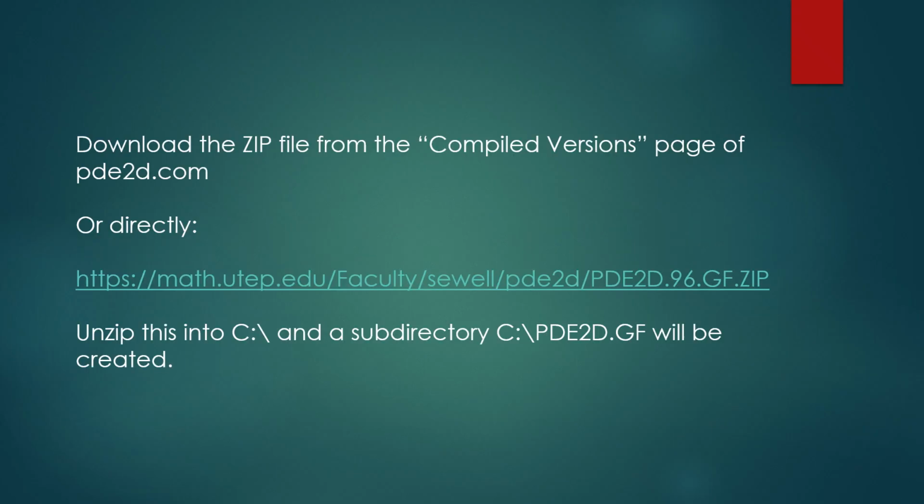To use this version, download the zip file from the compiled versions page of PDE2D.com, or you can download it directly from the URL given here. Unzip this into the top level of your hard drive, and a subdirectory pd2d.gf will be created with everything in it.